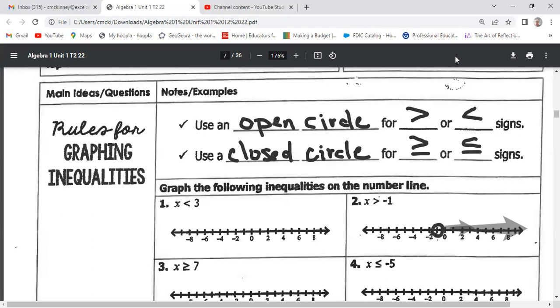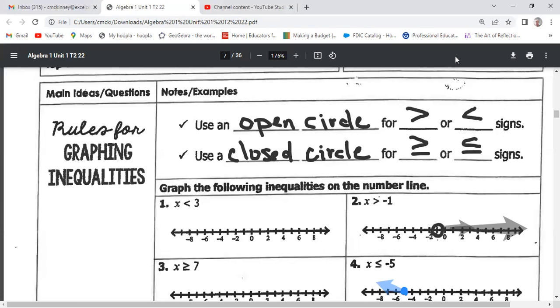On the problem below that, we have X is less than or equal to negative 5. So this time we're going to have a closed circle at negative 5. Oh, I'm still on my arrow, my bad. A closed circle at negative 5 with an arrow that goes to the left.